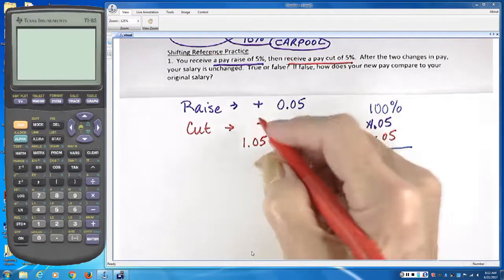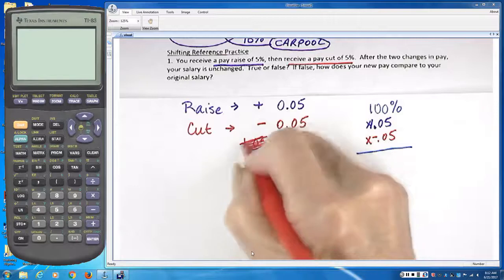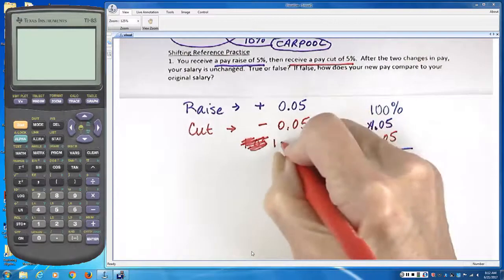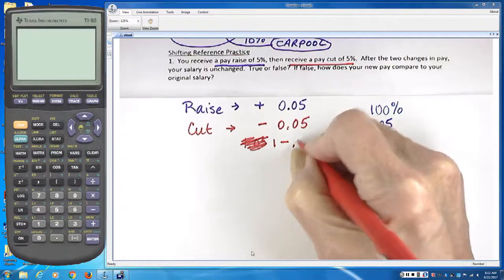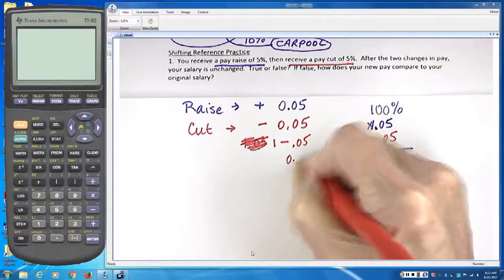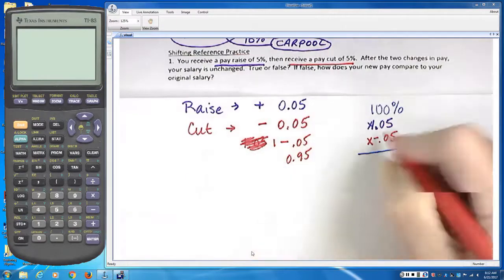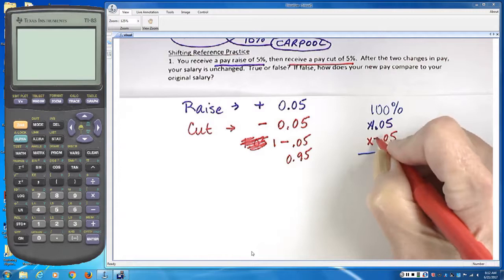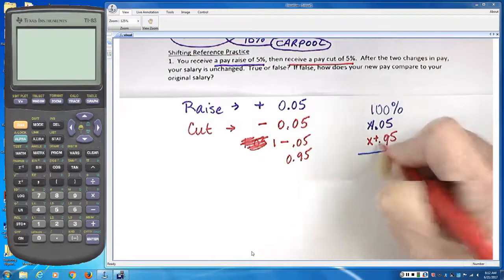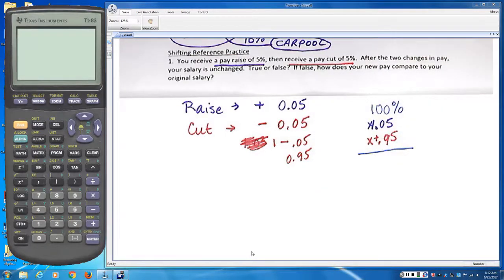And then since this is being subtracted, sorry, I wrote that in the wrong place, then this is actually 1 minus 0.05, which is actually only 0.95. So instead of putting negative 0.05, I'm going to put positive 0.05. Because if you're getting a raise, that means you're adding that percent to your 100%. And if you're subtracting, you're getting a pay cut, then you're going to subtract that from your 100%.